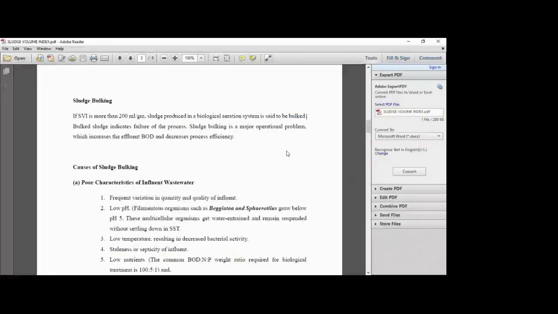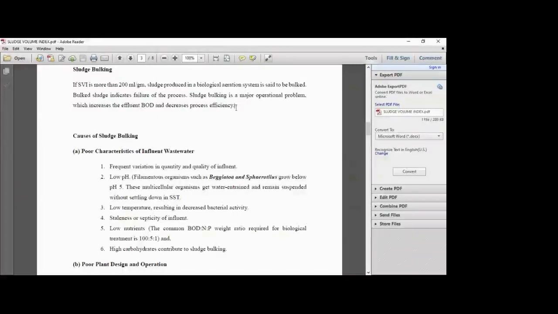Sludge bulking means that the sludge is not settling. It is moving in the upward direction, not getting settled but reaching towards the surface, or lying in suspension. That is not good. Even if you keep the effluent in the secondary settlement tank for like 10 days, this sludge is not going to settle because it has already bulked, right? So sludge bulking is not at all advisable. It is a major operational problem which increases the effluent BOD and decreases the process efficiency, right? So basically, sludge bulking is not good.